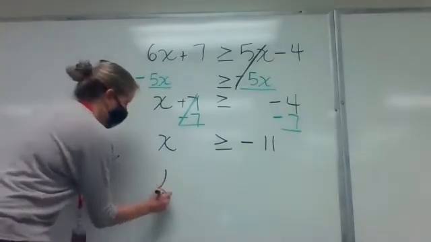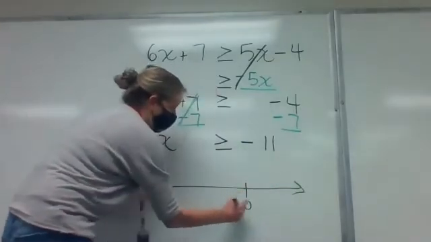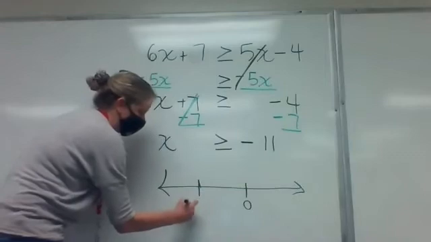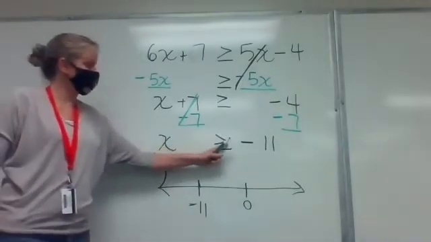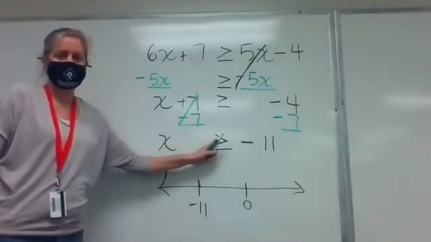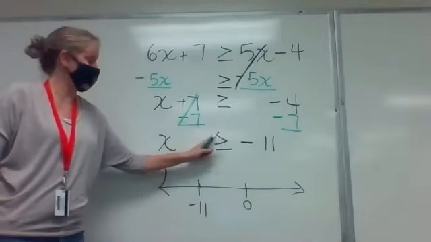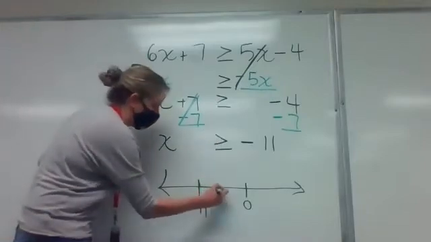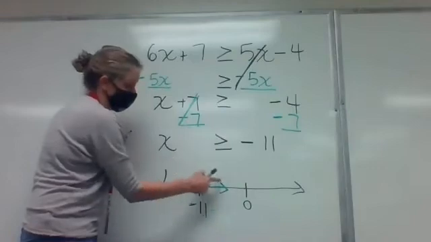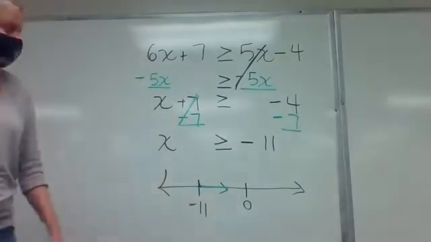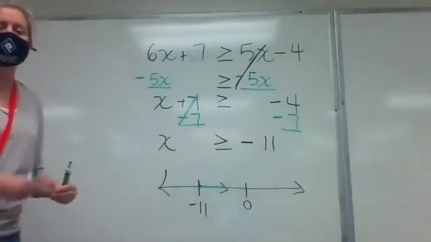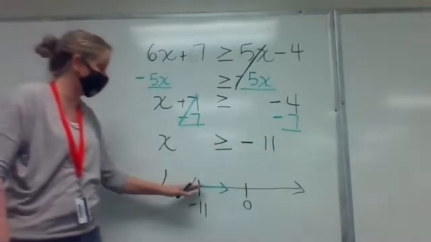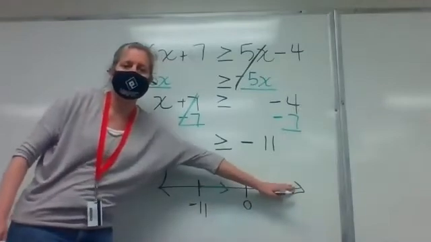So let's see, on my number line, if 0 is here, negative 11 is on this side of it because it's negative. This time, look at the direction this arrow is pointing. The same direction is going to be on your number line. This arrow and this arrow point in the same direction because this says x is greater than this number. All the numbers greater or bigger than negative 11 would be on this side of it.